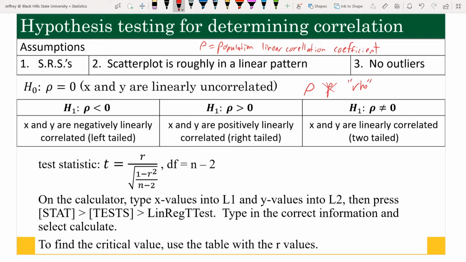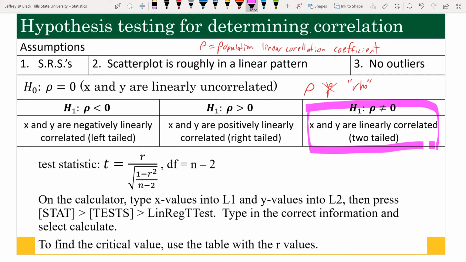So our null hypothesis, we're going to assume that there is little to no linear correlation between our x and our y. Our alternative, of course, is going to be one of the others. However, in this textbook, we're going to always assume that there is a linear correlation, meaning it could be positive or it could be negative. We will assume that it is always going to be two-tailed.